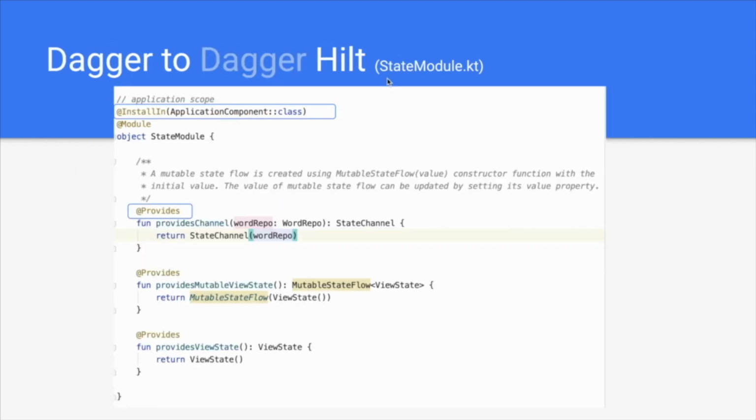If we look inside the state model KT, we'll see Dagger Hilt dependency injection. Two things I really didn't like about Dagger was all of the scoping we had to work out, and all the boilerplate. And that's one of the reasons I really like Dagger Hilt. The scoping is just done with the InstallIn annotation, and it removes a lot of the boilerplate for us.